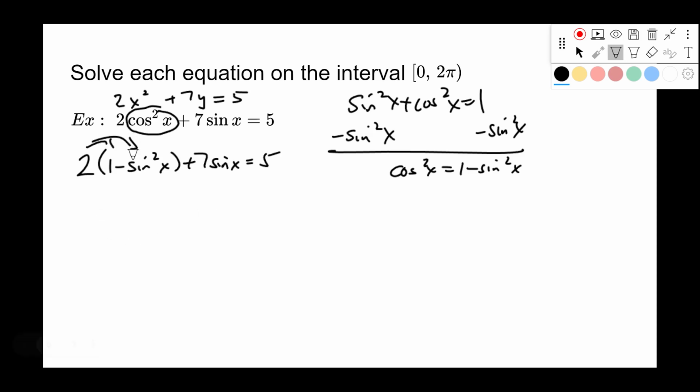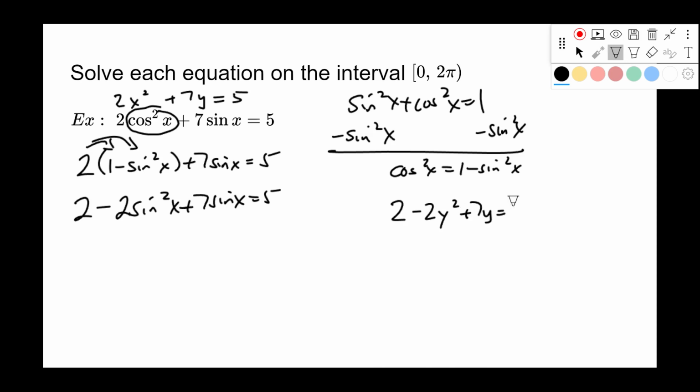Okay, now how does this help me? Well, the first way it helps me is that at least now I have one variable, right? I have y's for everybody now. Sine is the only thing. So 2 minus 2 sine squared x plus 7 sine x equals 5. So that's like me asking you to solve 2 minus 2y squared plus 7y equals 5.